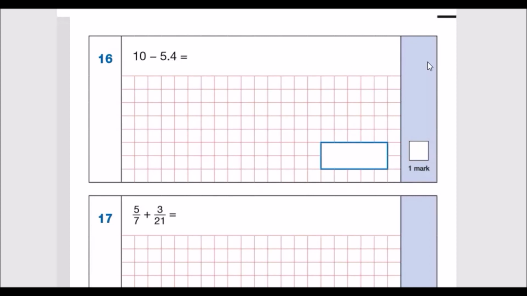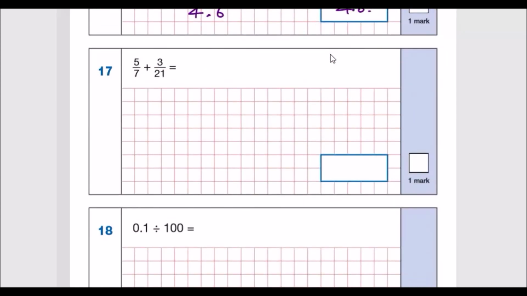There is a fast way to do this. You could just first work out what 10 take away 5 is, which is 5, and then minus 0.4, which will give us in the end 4.6. But if you're not very sure, you can do the standard way, which is 10 minus 5.4. In this case, because you've got a whole number, think of it as 10.0. And if it makes your life easy, think of it as 100 take away 54, which is 46, or 4.6. Okay, next one.